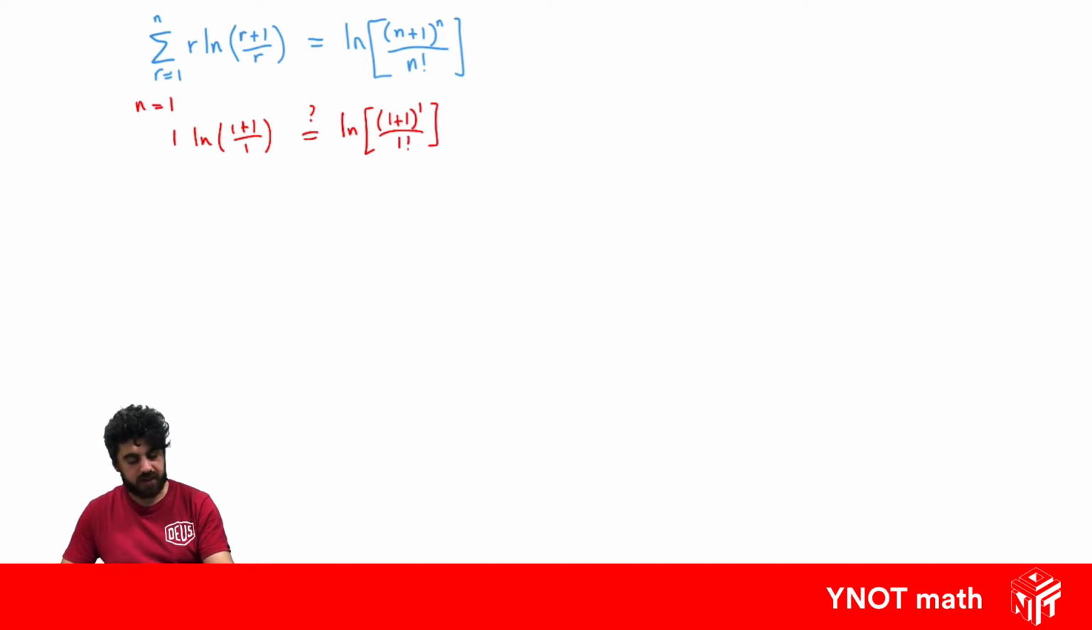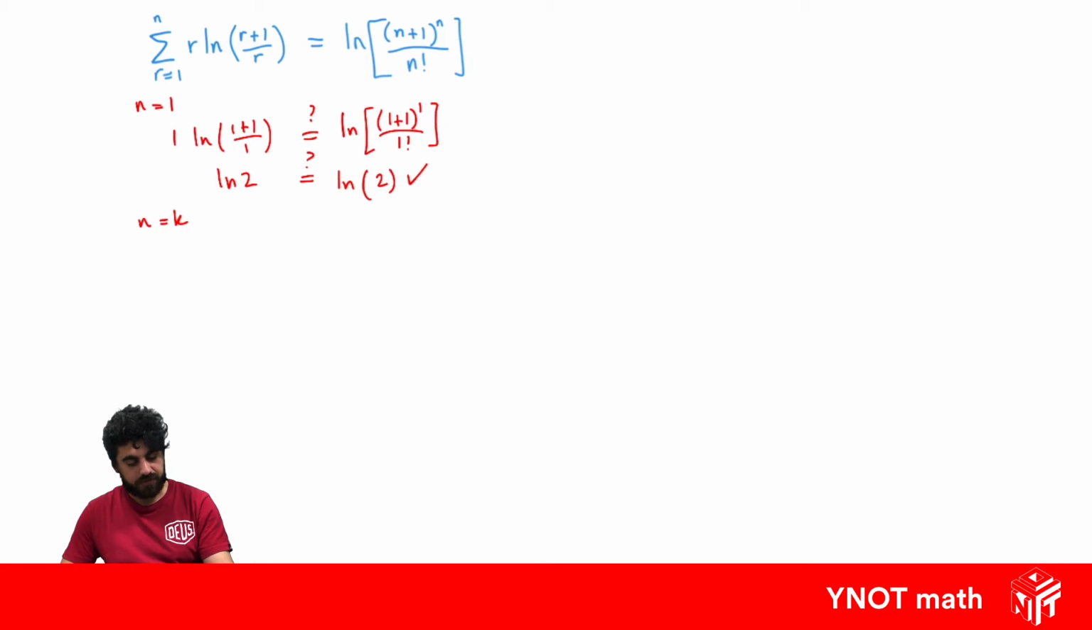So on this left-hand side, we've just got 2 over 1, which is 2 inside, and 1 times ln2 is just ln2. And we're checking if it equals the ln of 1 plus 1 is 2, 2 to the 1 is 2, 2 over 1 factorial is just 2, and they do in fact equal. Now we're going to assume true for n equals k.